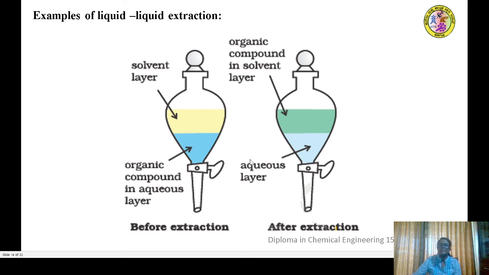The solvent along with the organic compound that has been transferred from here to here. The bottom phase is the aqueous layer, meaning containing almost only water, because all the organic compound that was initially here has now been dissolved in the solvent phase. So this is the extract phase and this is the raffinate phase. So this is a picture before extraction, and this is what you can see after extraction.